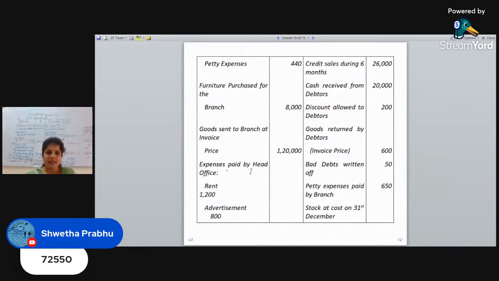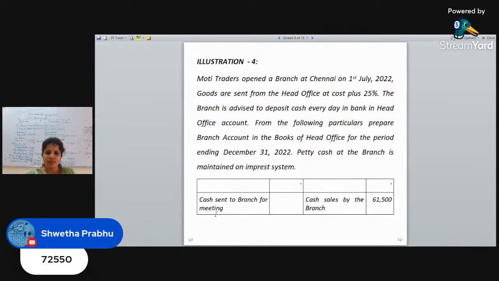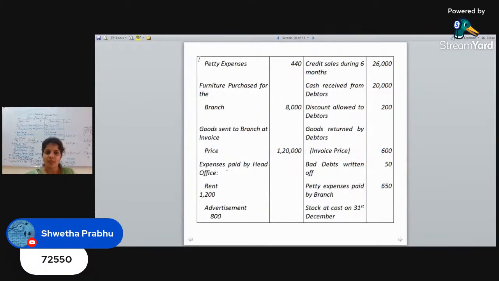Okay, here as I said, cash sent to branch account for meeting petty expenses, we have to record this as to cash account, because this is petty expenses, cash sent by the head office to the branch for petty expenses. Next, furniture purchased for the branch. If furniture has been purchased for the branch, it has to be recorded as to branch account, because it is an asset. For branch assets, it should be recorded as to branch furniture account.